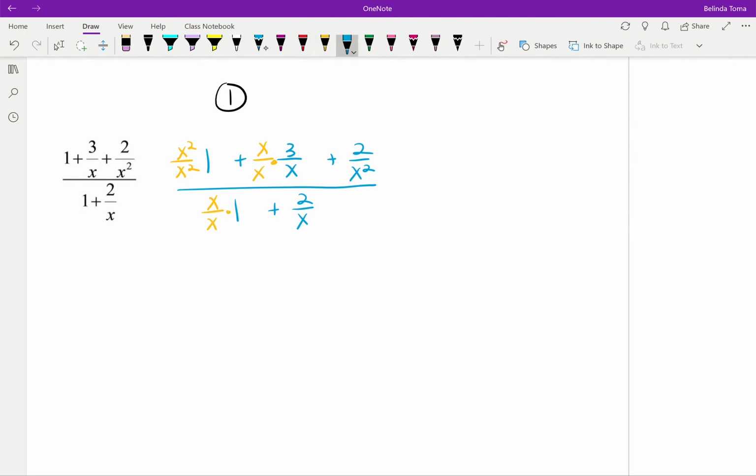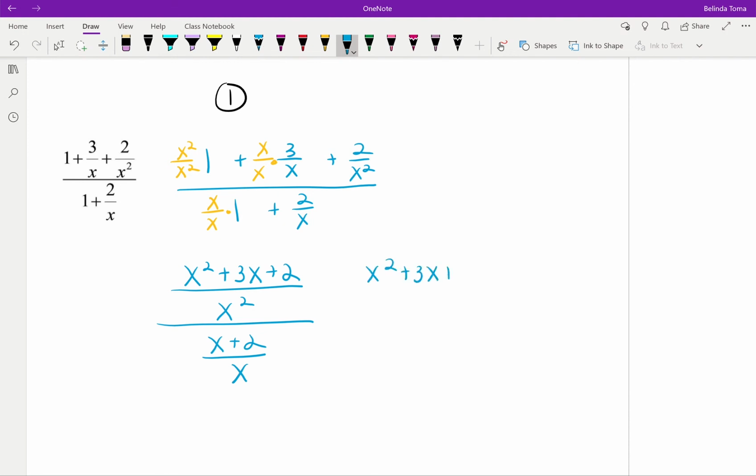So what I end up with in the numerator is x squared plus 3x plus 2 over the common denominator of x squared. In the denominator, I end up with x over x plus 2 over x, which gives me x plus 2 all over the common denominator of x. Now let's rewrite the division, or the fraction bar rather, as multiplying by the reciprocal. So x squared plus 3x plus 2 divided by x squared. Change the fraction bar to division and then use the reciprocal.